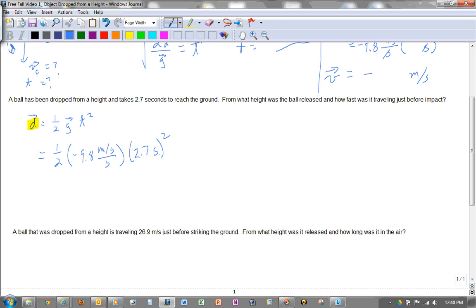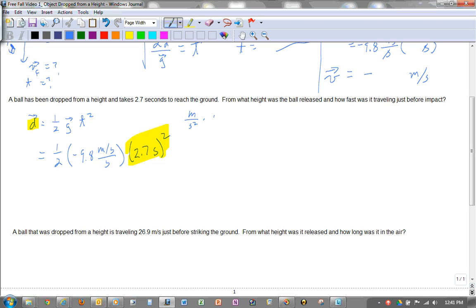Notice how I wrote that. I put the 2.7 seconds in parentheses and the square outside. It's important that you notice that because this means that you square both the 2.7 and the seconds. And if you don't do it that way, it's not right. So be sure that you follow along. And when you're squaring a quantity, you put the number and the units in parentheses and your square on the outside. The reason that that's so important is here in my acceleration, I've got meters over seconds squared, if I wanted to write it in a simple form.